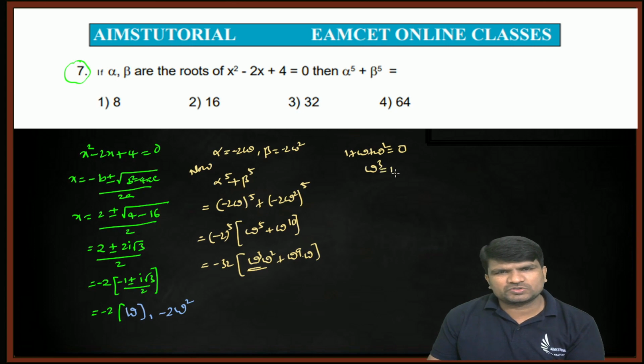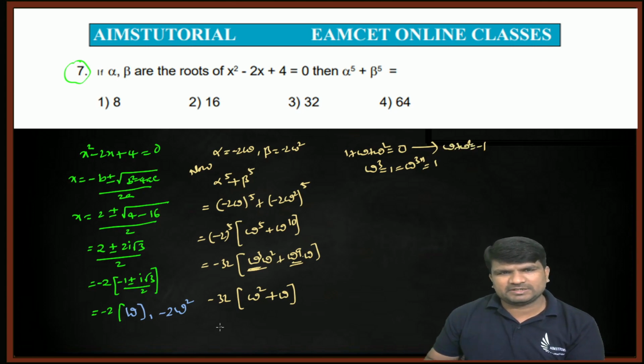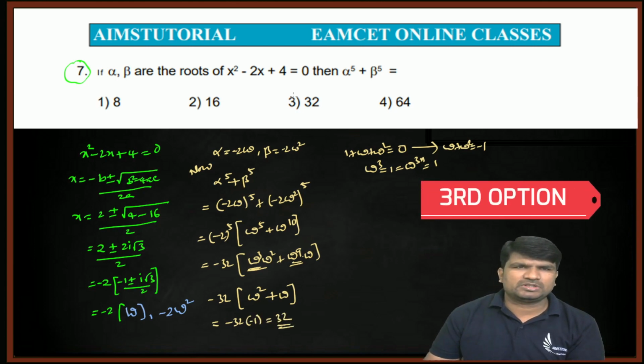Omega cube equals 1. So minus 32, this is 1 into omega square, and omega cube as well as multiples of 3 are also 1, so this will become omega. And what about this one? Omega plus omega square equals minus 1. So minus 32 into minus 1. So minus of minus is plus 32. So the third option is the right option.